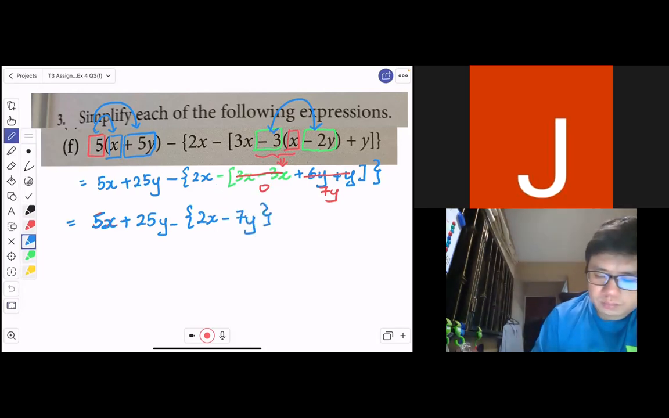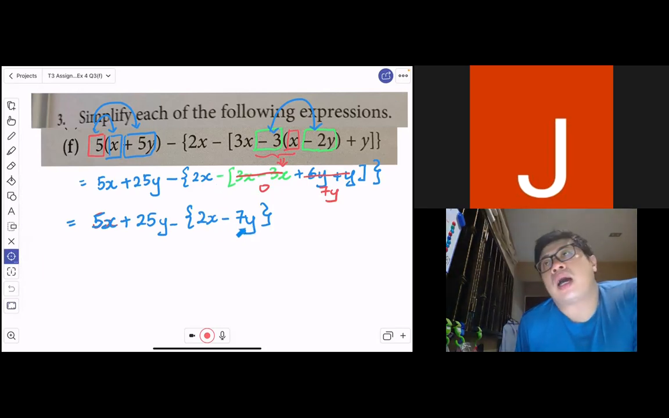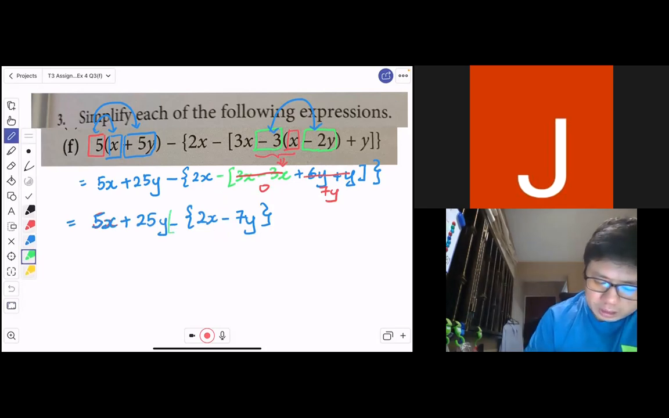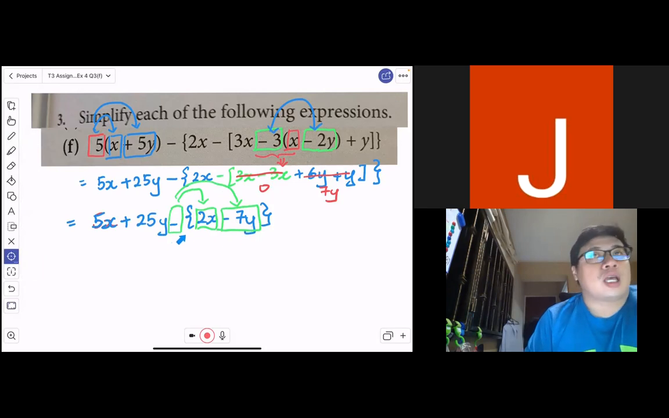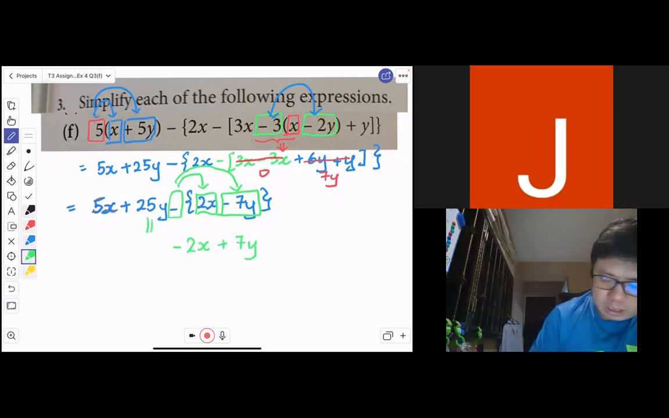Now, I look again. Can I simplify this? Well, probably can't. They are not simplified, like terms. So again, I think of minus. I'm bringing my minus to my positive. I bring my minus to my minus 7. So I think of negative times negative. That gives me positive 7y. Negative times positive. That gives me negative 2x. Negative 2x plus 7y. This gives me 25y. This gives me 5x. I'm just copying my earlier steps.